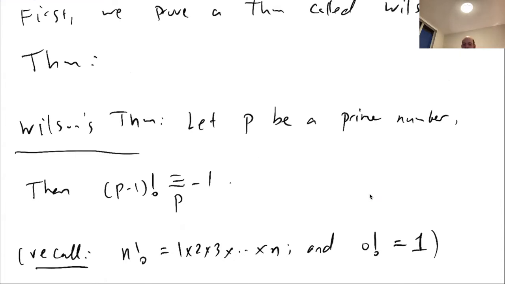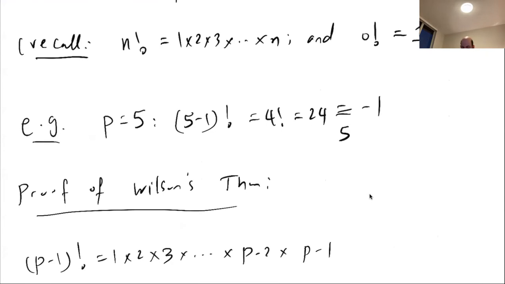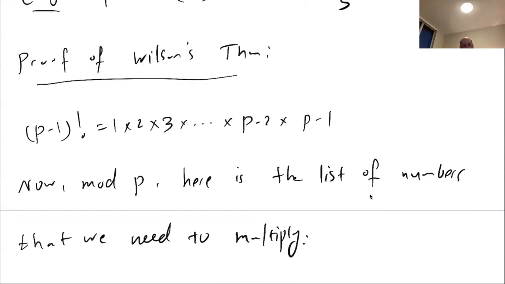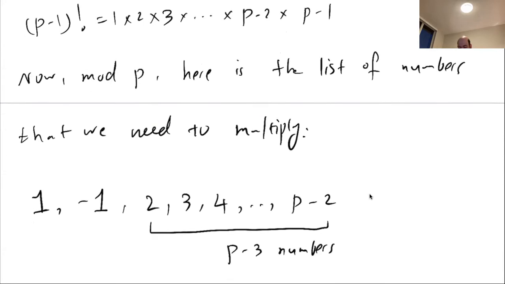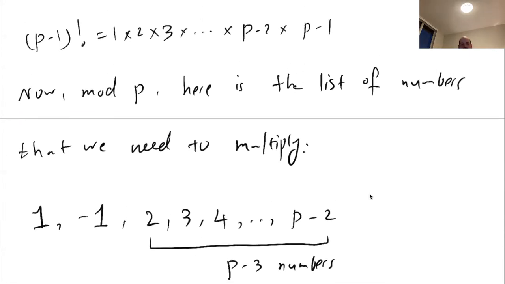(p minus 1) factorial means what? Means 1 times 2 times 3 all the way times p minus 2 times p minus 1. Now I want to rearrange this product. So this product is the same as 1 times minus 1, times the rest. Look at the first number: it is 1, I wrote 1. Look at the last number: it is p minus 1, and p minus 1 is the same as minus 1 mod p. So the last number is minus 1. And then I wrote the rest of the numbers, 2, 3, 4, all the way to p minus 2.